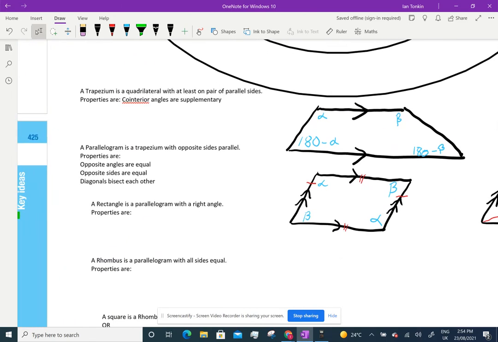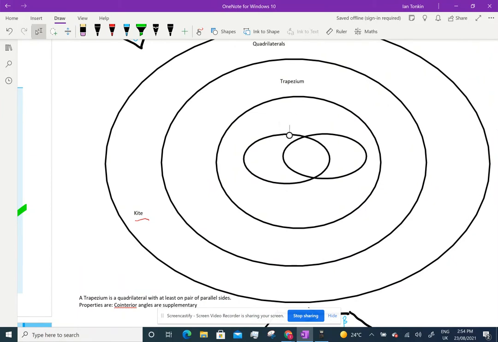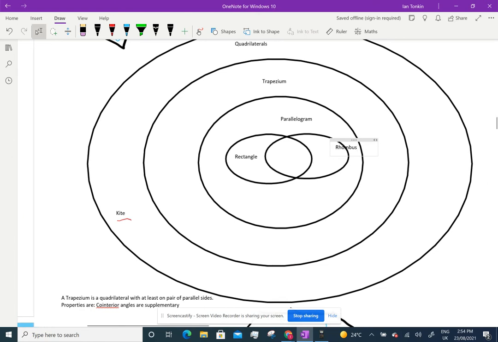Now, the next two come together. They are a rectangle and a rhombus. And you can see, so I better put in parallelogram here. And you can see if they are in a circle that they inherit all those properties.